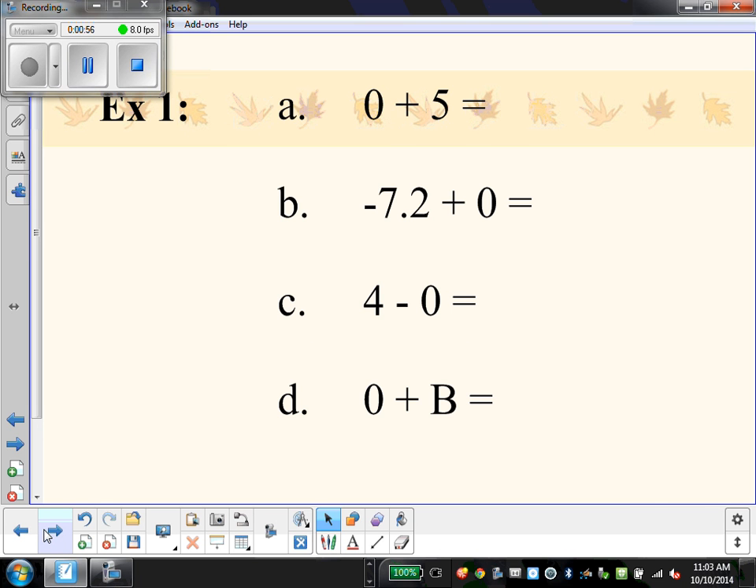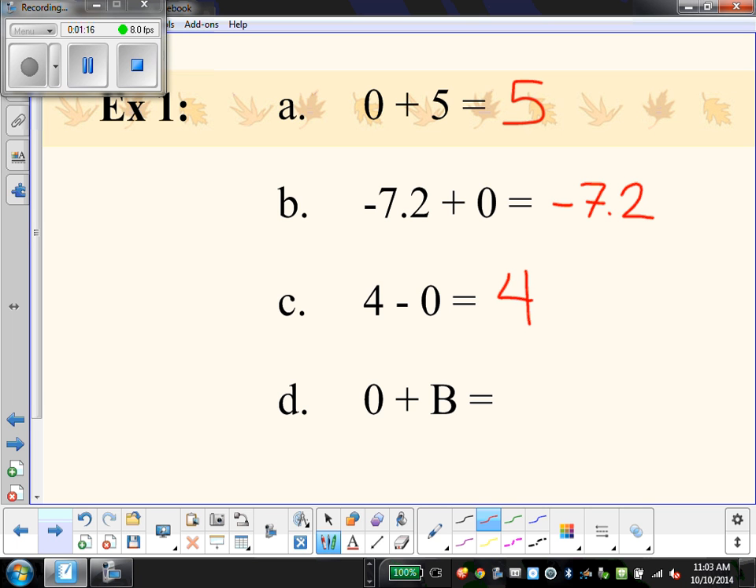So a couple examples of the additive identity. 0 plus 5 equals 5. Negative 7.2 plus 0 equals negative 7.2. You didn't go anywhere on your number line. 4 minus 0, even though it's subtraction, the answer is still 4. We didn't go anywhere. And 0 plus b would just be b. We did not add anything to b, so it stays b.